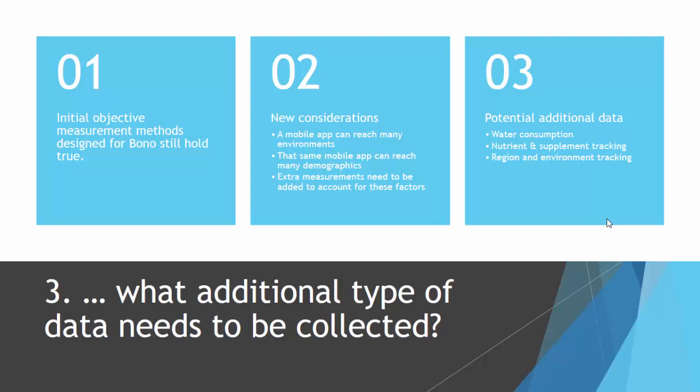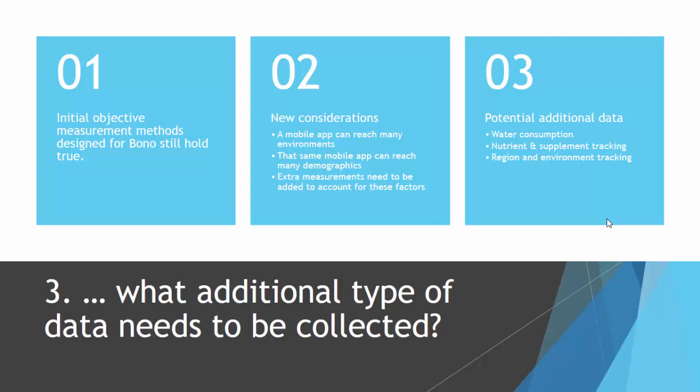This means that extra measurements need to be taken to help account for potential variances introduced by these factors. The additional data that needs to be collected are water consumption, the daily consumption of the subject, and average consumption per day compared to the minimum required consumption and the ideal consumption amount.